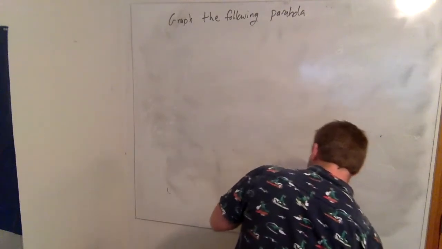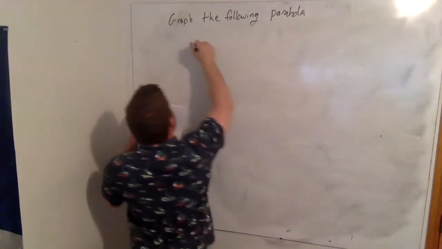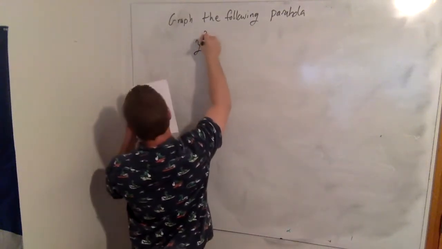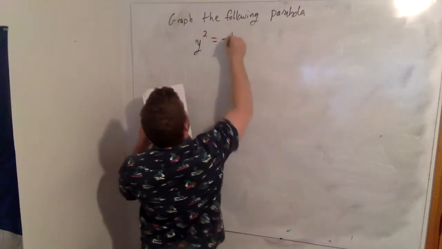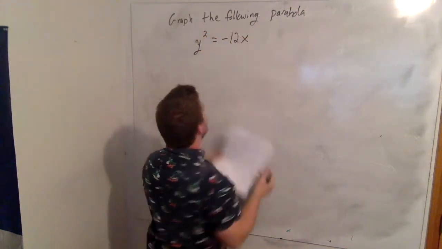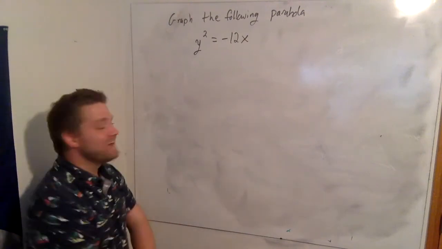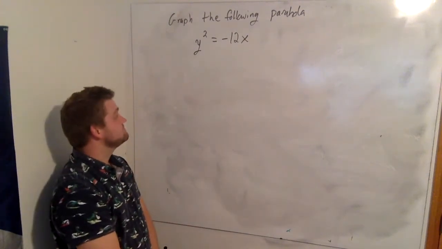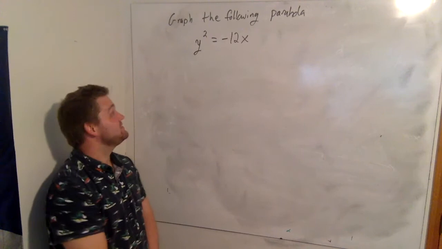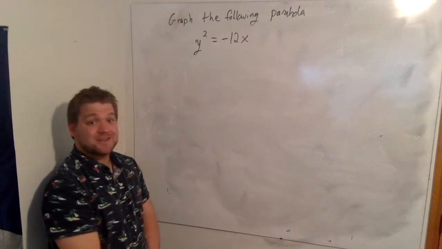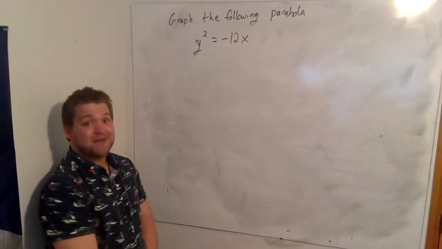Let's say we want to graph y squared is equal to -12x. Go ahead and pause the video and give this one a shot. Okay, let's do it. Let's first try to think about which orientation we'll have here.